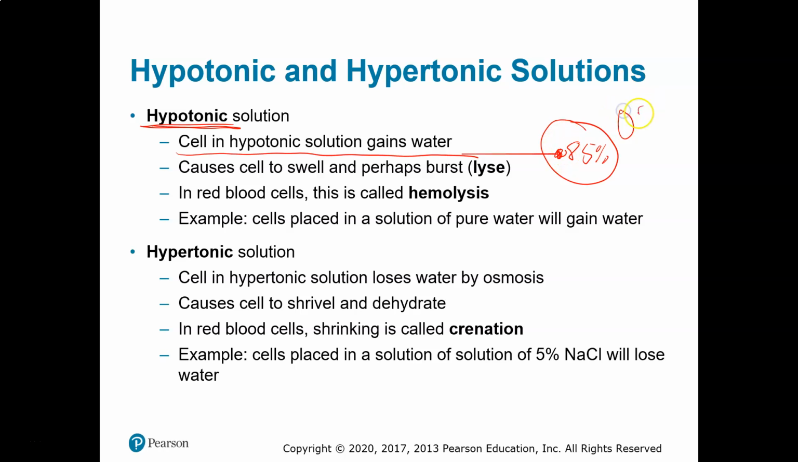Let's just say outside was distilled water, 0% salt. So the concentration of solute is higher in the cell. Water is going to move in. Sometimes that can cause the cell to burst or lyse. If it happens in red blood cells, we call that hemolysis. Hypertonic solution means the cell is placed in a solution with a higher solute concentration. It will cause the cell to lose water, and the cell will shrivel and dehydrate. In red blood cells, this is called crenation. Example, if you place cells in a solution of 5% sodium chloride, that would be hypertonic.